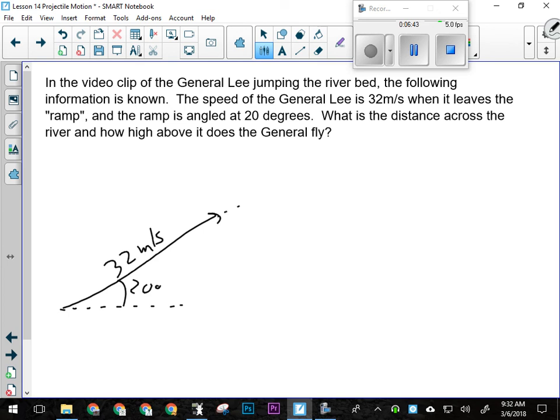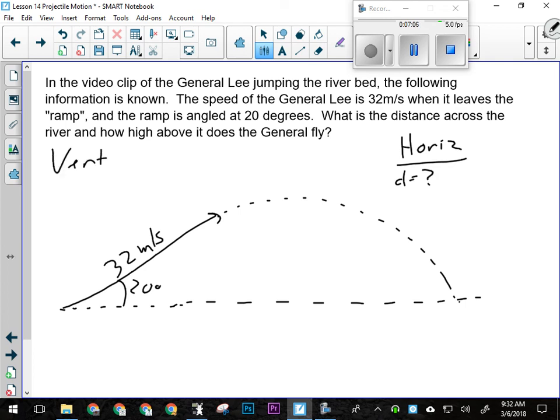The General Lee obviously follows a normal projectile arc until encountering the riverbed on the other side. We won't say landing because, well, that would be definitely a euphemism for what happened. Okay, so this is the arc. This is what we've got to figure out. We've got to find how far horizontally the General Lee is going to travel.